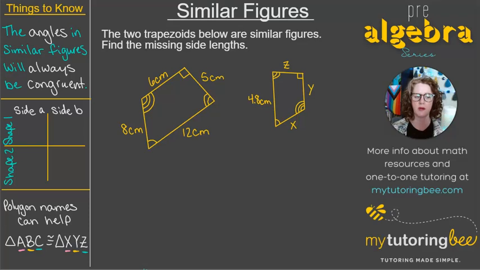So something that I want to point out is that the angles in similar figures will always be congruent. So this can really help you identify which sides are similar to each other in each polygon based on their angles. So let's start off by taking a look at our two trapezoids here. So we've got a trapezoid with all four sides identified with their side lengths. And then in this smaller trapezoid, we only have one side length that we are given any information about. We need to find the other three.